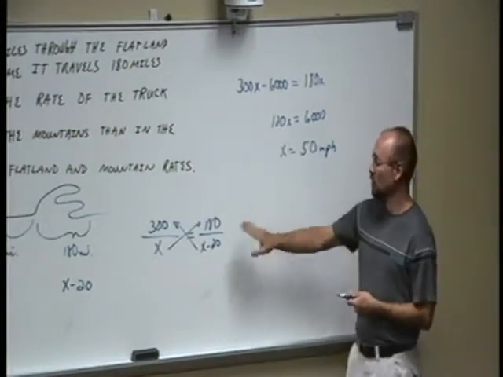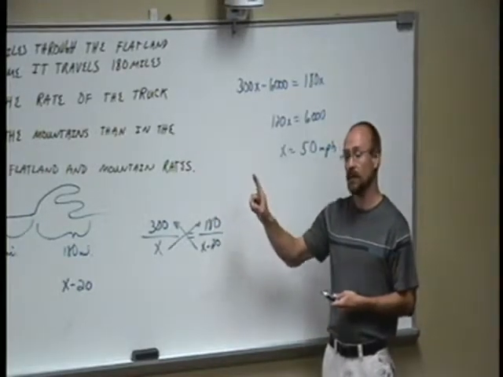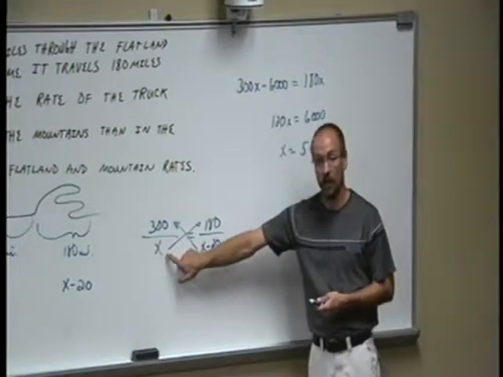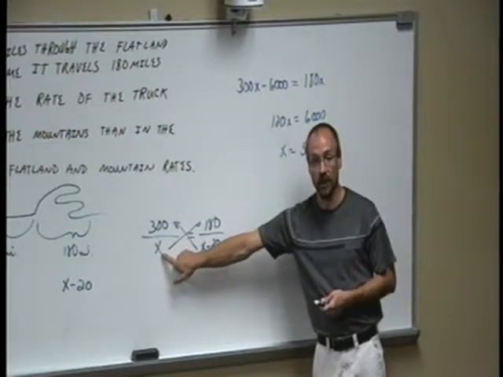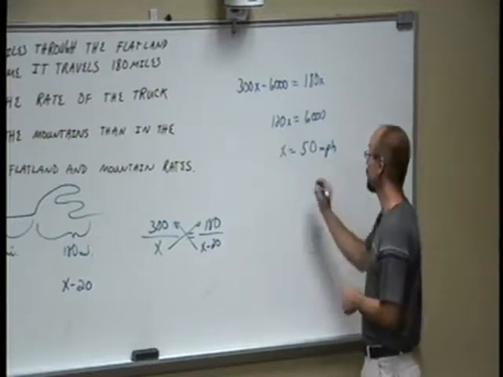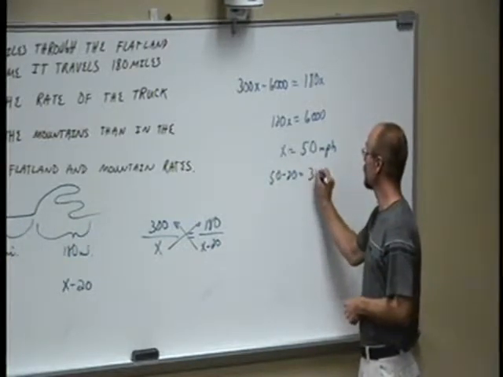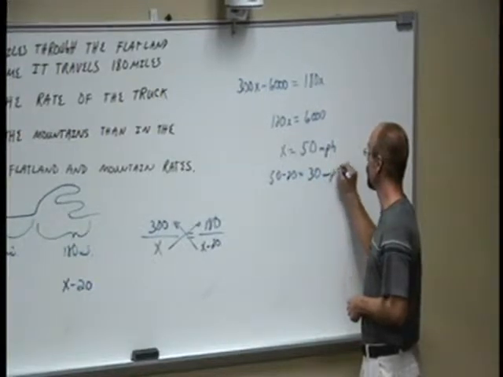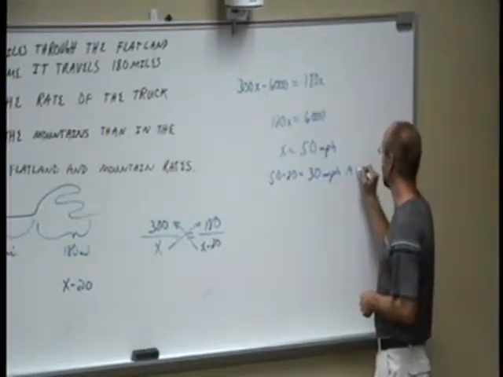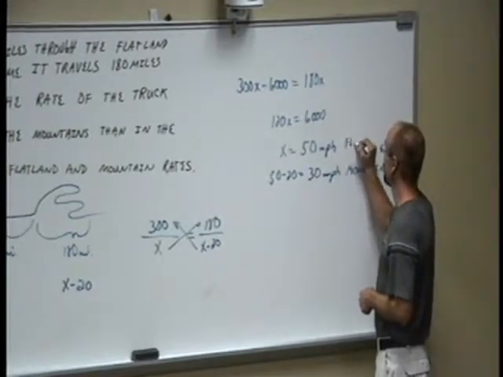Well, let's go back to our story problem, and it says the rate in the mountains is 20 miles per hour less than the rate in the flatland. So that's our flatland. Our mountain was 20 miles an hour less. Well, I can just plug that in. 50 minus 20 is 30 miles per hour in the mountains. So I'm going to write mountain here and flatland here.